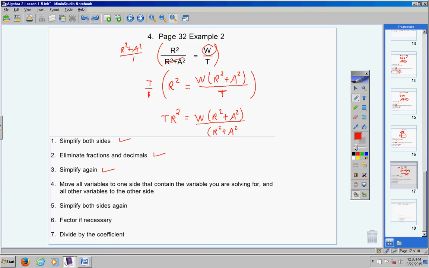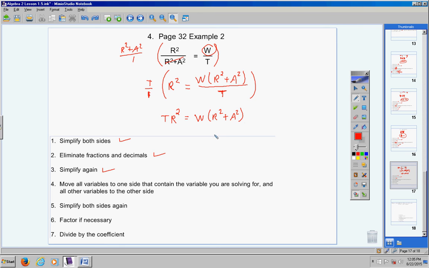Now, what I'm simply suggesting is this. When you get to this point here, and you see step 3 says simplify again, you can take the w and multiply it through, but it's going to make the problem a lot harder, and I would recommend that you don't do that, okay?